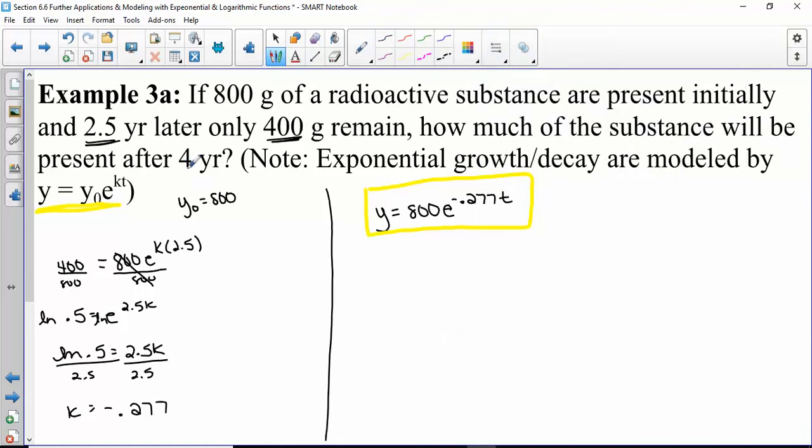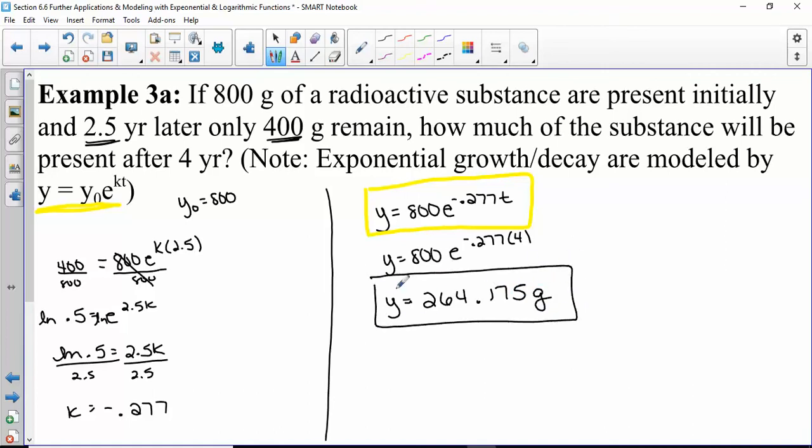So now I want to know how much will be present after 4 years. So I'm looking for Y. And my time is 4. So put that in your calculator. And we get 264, let's round to 3 decimal places again, 0.175 grams. And again, on the MathXL, you would just have to watch the question to how many decimal places to round to.